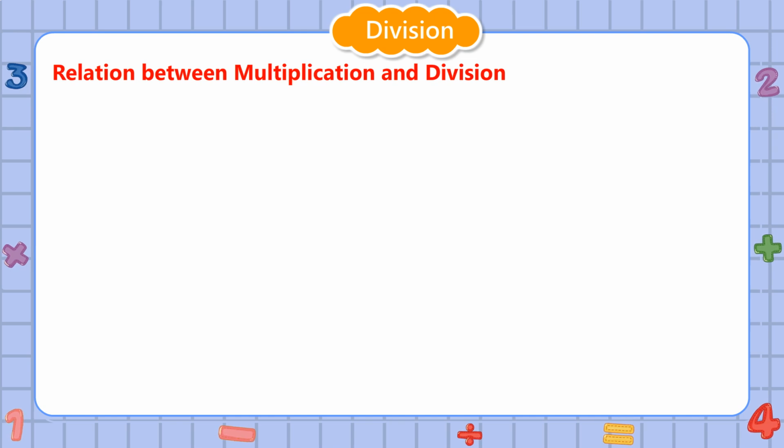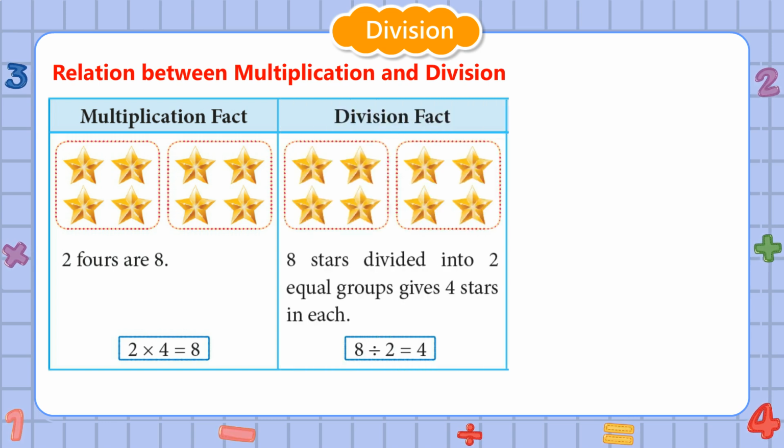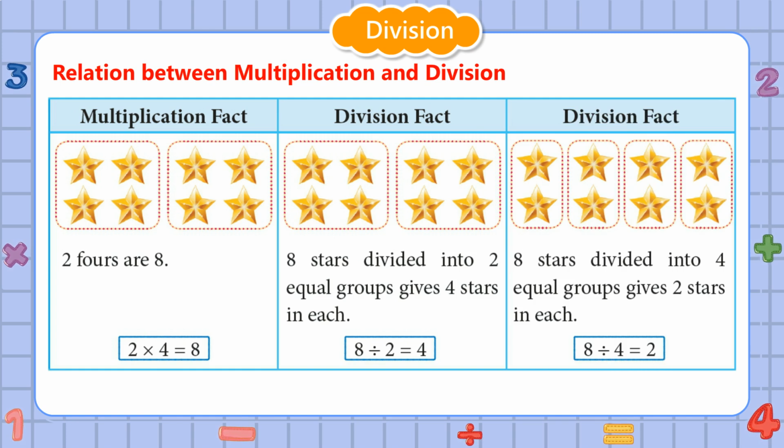Relation between multiplication and division. Multiplication fact. 2 fours are 8. 2 × 4 = 8. Division fact. 8 stars divided into 2 equal groups gives 4 stars in each. 8 ÷ 2 = 4. Division fact. 8 stars divided into 4 equal groups gives 2 stars in each. 8 ÷ 4 = 2.